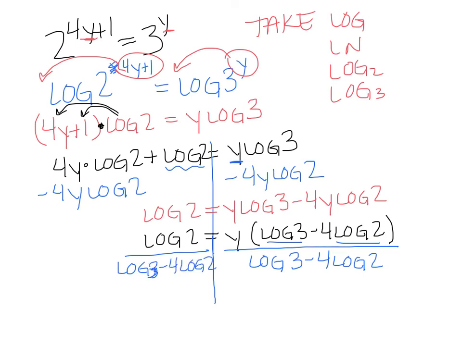That 3 should be big. So now we have y by itself, and we can go ahead and safely say that y equals the log of 2 divided by the log of 3 minus 4 times the log of 2.